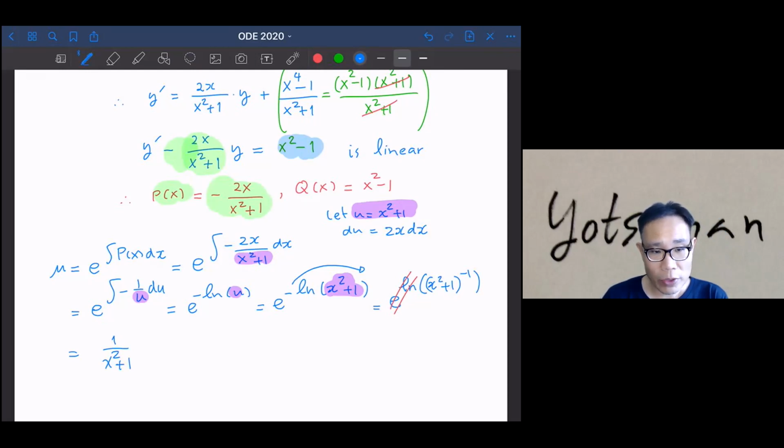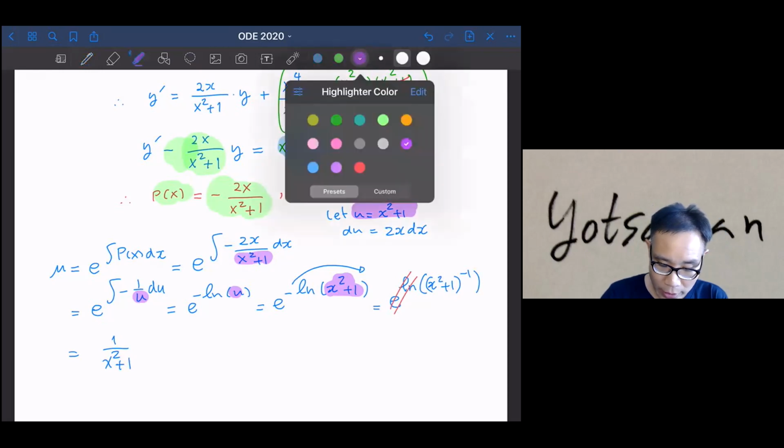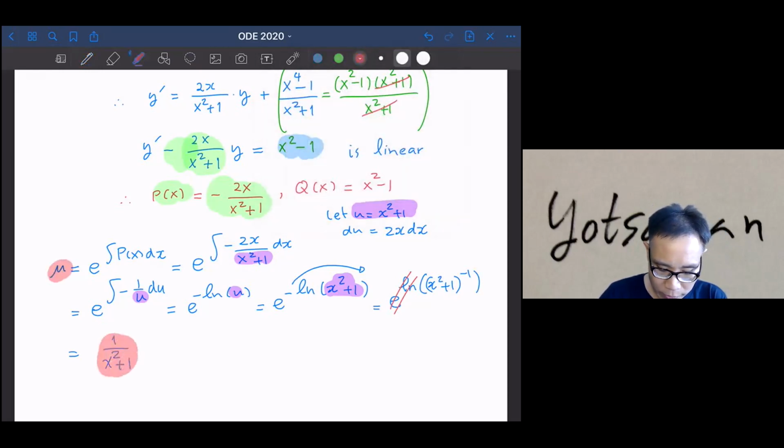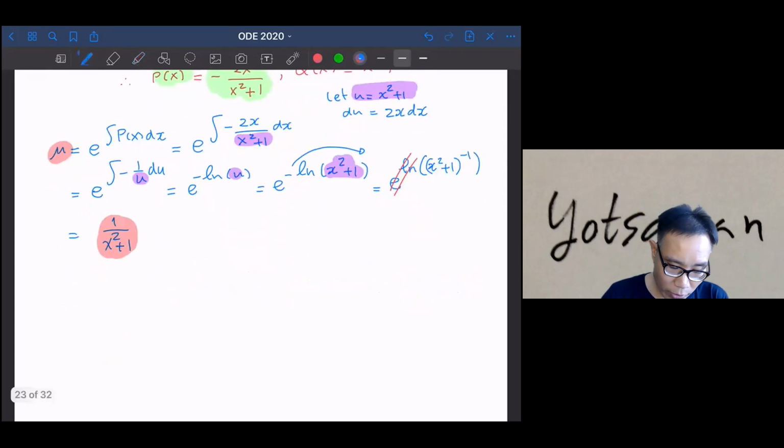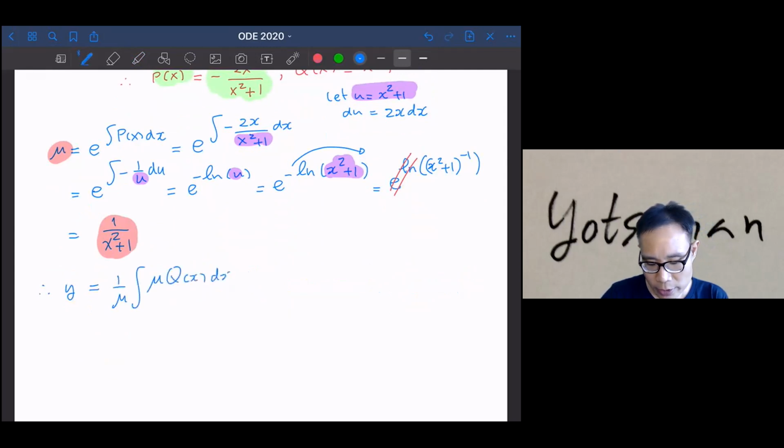Okay, so you have mu, and I normally highlight mu with the red one. So I have mu equal to 1 over x squared plus 1. So you're going to have y equal to 1 over mu times the integral of mu Q(x) dx, and you're going to integrate 1 over x squared plus 1 times x squared minus 1 dx.